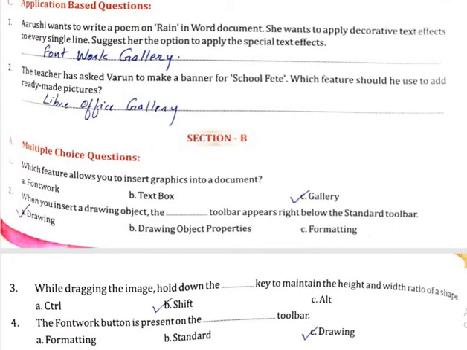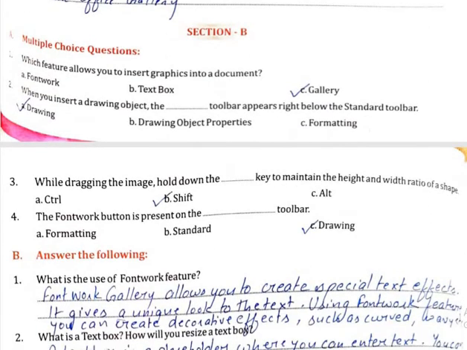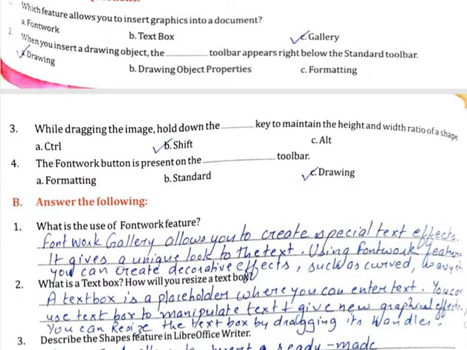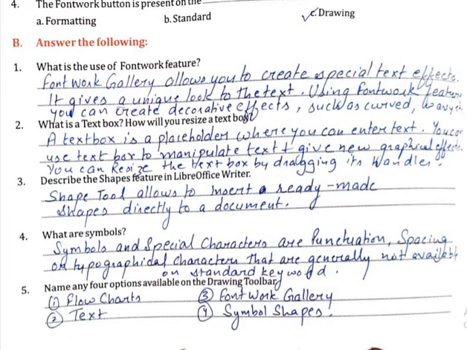Multiple choice question. Which features allows you to insert graphics into a document? Gallery. When you insert a drawing object, the dash toolbar appears right below the standard toolbar, Drawing. While dragging the image, hold down the dash key to maintain the height and width ratio of a shape. Shift. The font work button is present on dash toolbar. Drawing.